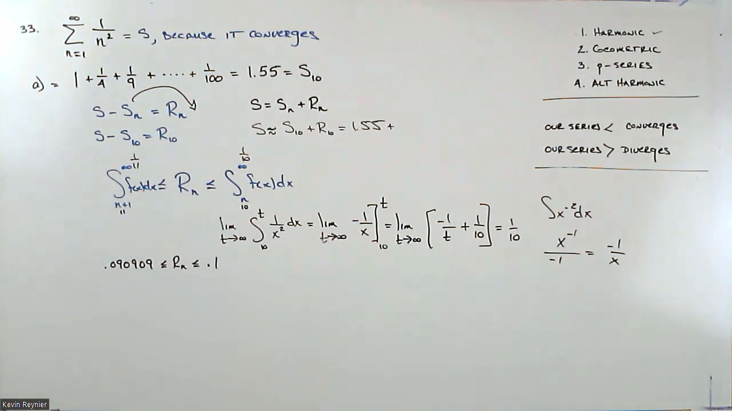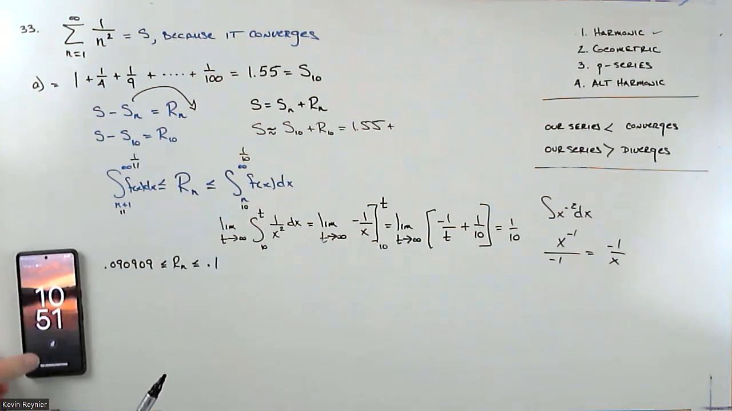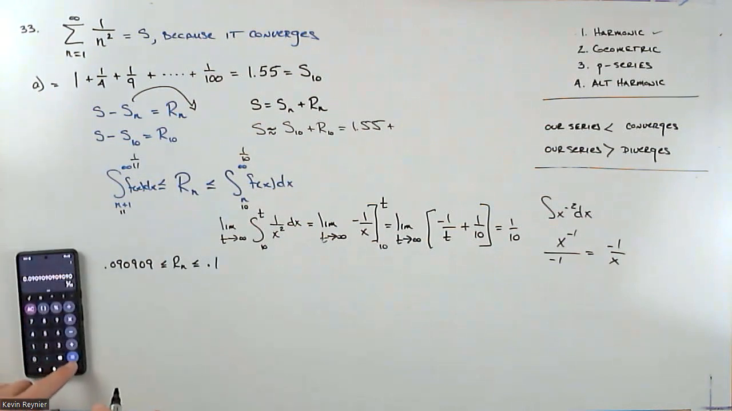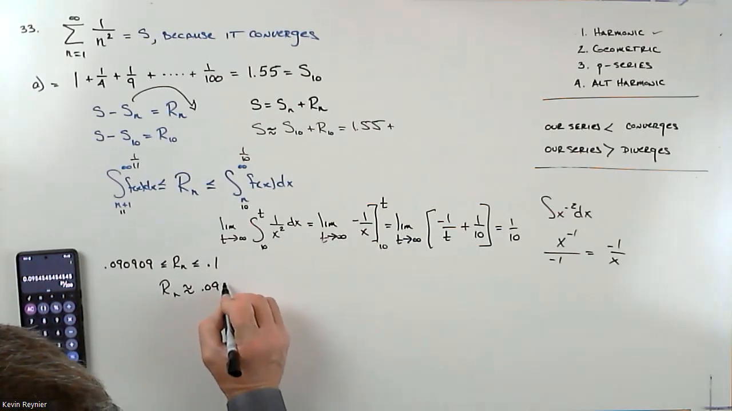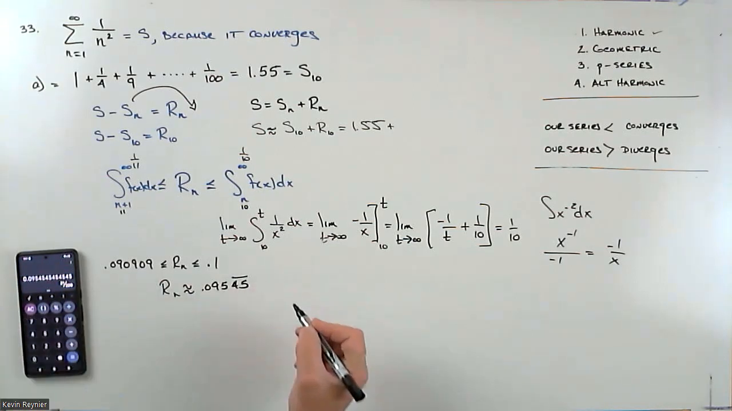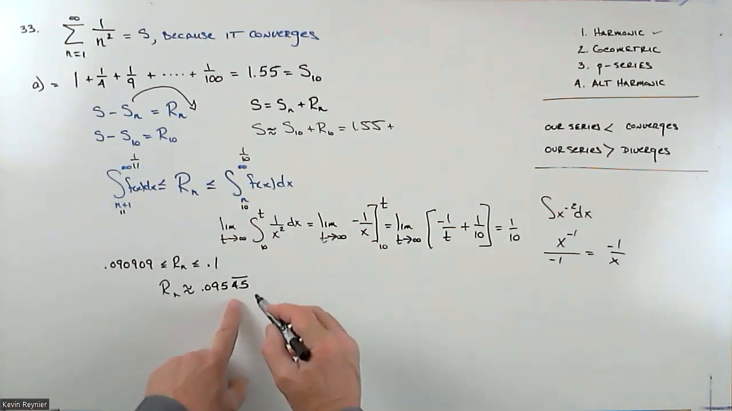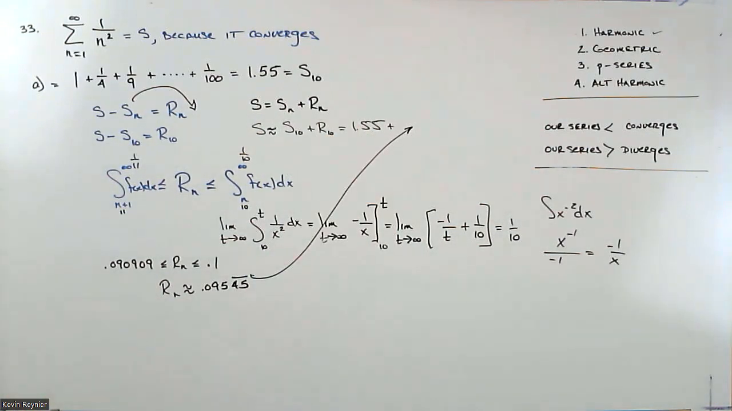And we could take the average of these two numbers if you wanted to do that to find the number that's between there. We can just add those two things together, right? I mean, that doesn't take a lot of work. Plus 0.1. And then divide that by 2. And we get R sub n is approximately equal to 0.09545, repeating. And so we could add this to here and come up with an approximation to S.